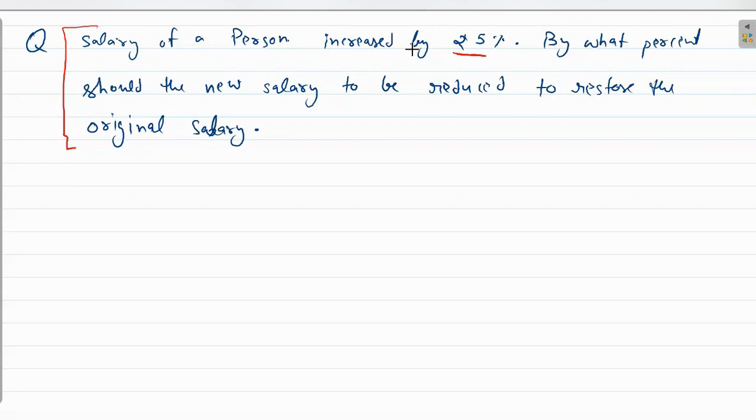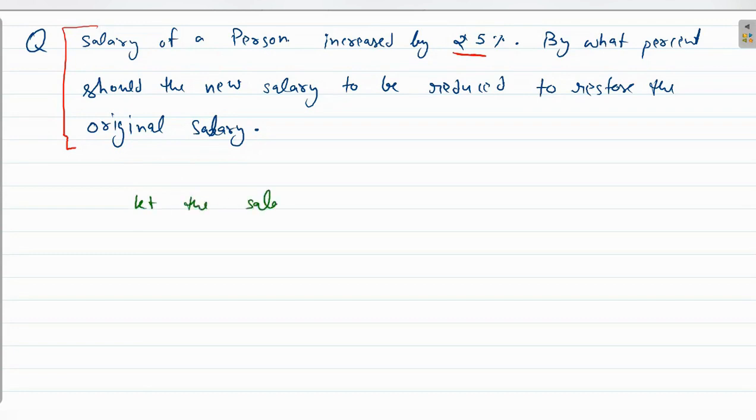At the start, what can you think? We don't have a number given to us. He hasn't provided the salary of that person. So you can assume anything, because percentage will work everywhere in a similar manner. Either you take an X, or you take an amount yourself. So I'm assuming the person has a salary of 100. Let the salary be 100.